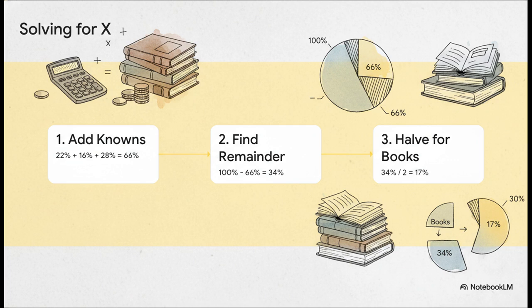Well, first, let's just add up the percentages we already know. 22 plus 16 plus 28, that equals 66%. Since the whole pie has to be 100%, the leftover part is 100 minus 66, which is 34%. And because books and miscellaneous are equal, we just split that 34% right down the middle. That gives us 17% for books.